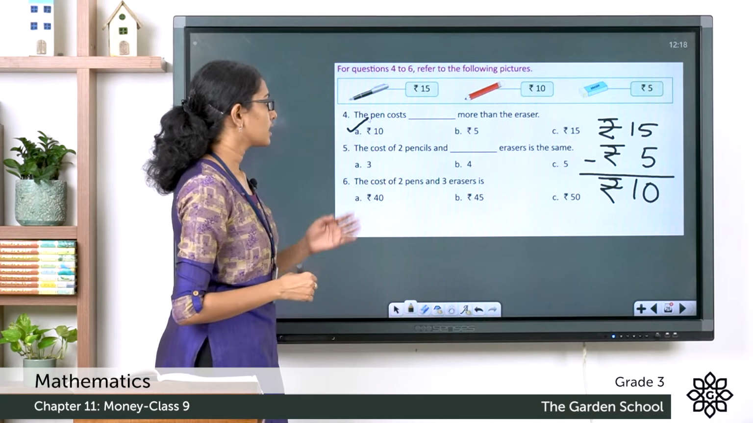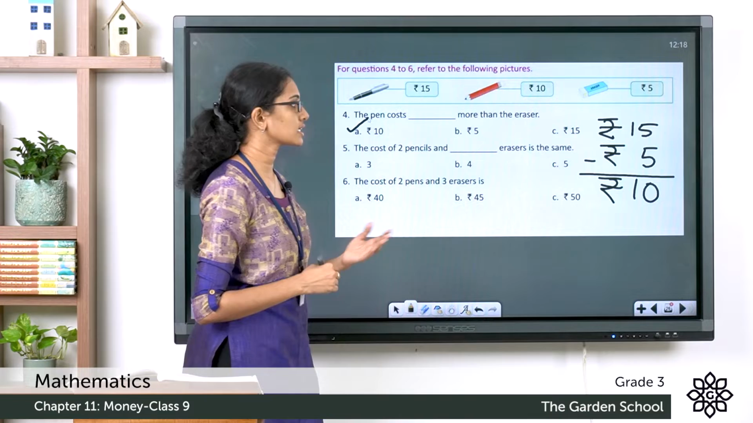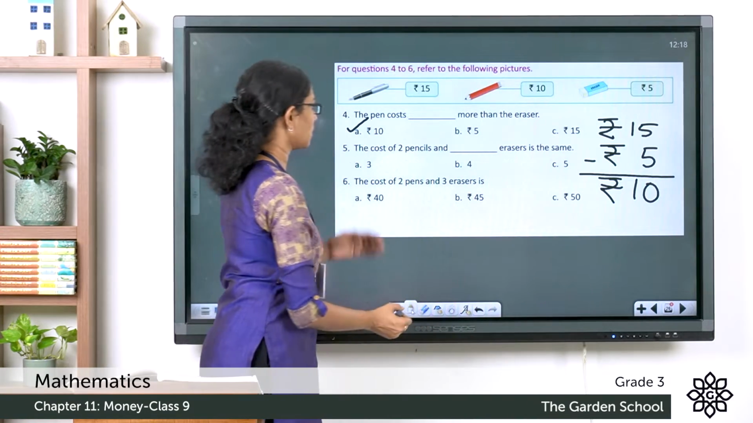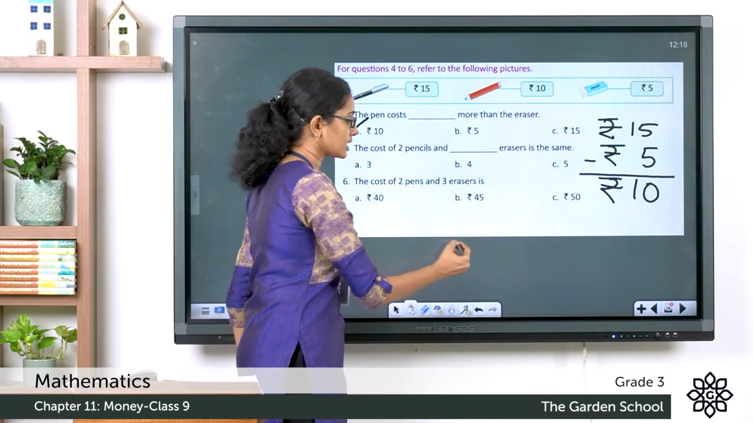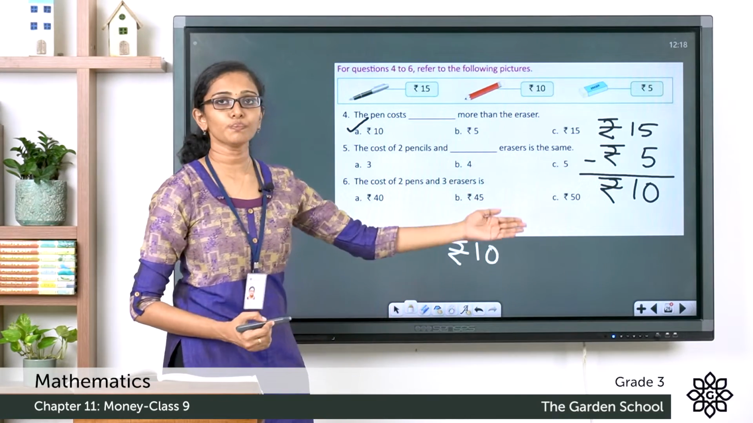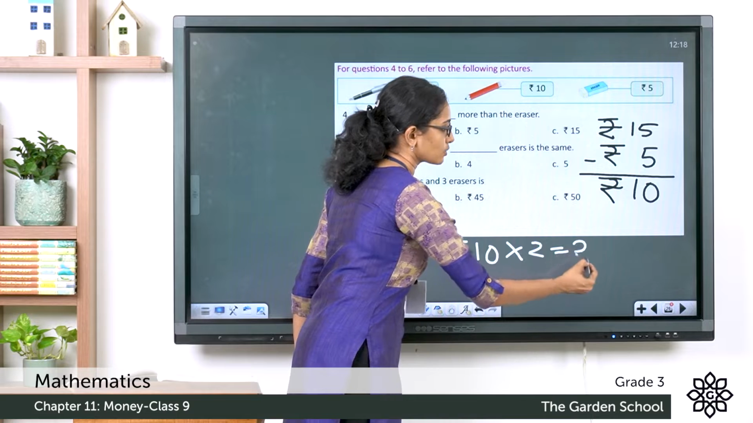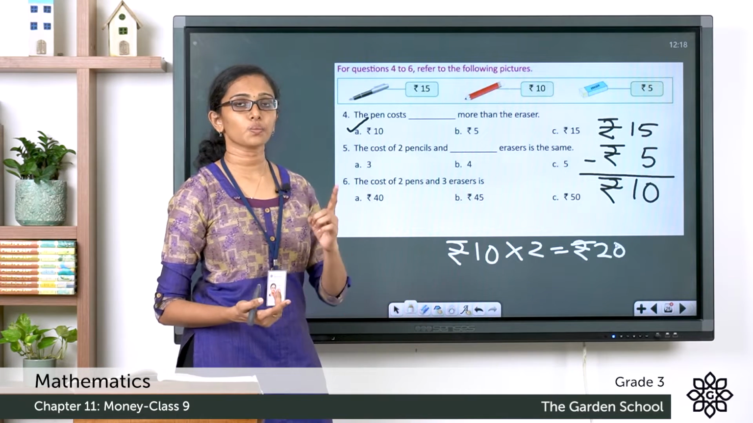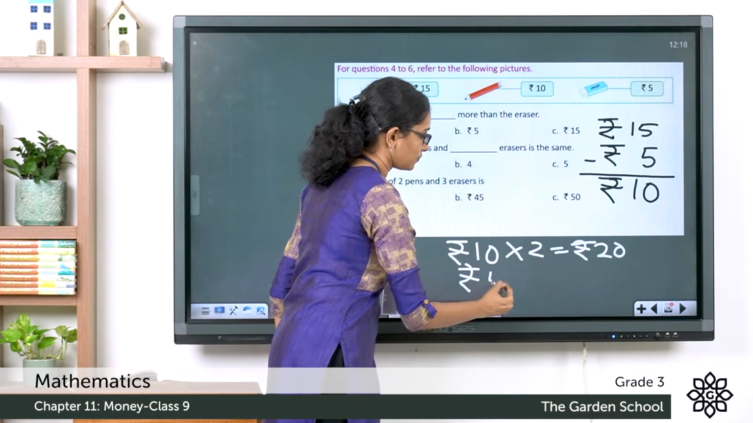Now the next one, the cost of 2 pencils and dash erasers is the same. So here what you have to do? See, what is the cost of 1 pencil? The cost of 1 pencil is equal to 10 rupee. So the cost of 2 pencils will be equal to 10 rupee into 2 and that is equal to 20 rupee. Now what is the cost of 1 eraser? 1 eraser costs rupees 5.